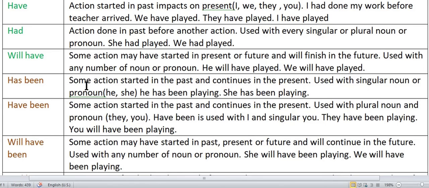Has been is used when some action started in the past and continues in the present. So use the singular noun or pronoun like he, she. He has been playing, she has been playing. Next we have have been, the plural form of has.